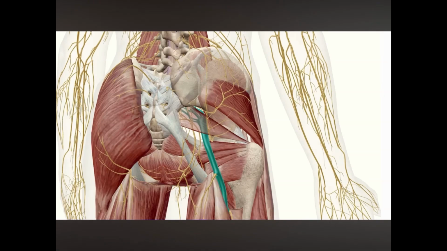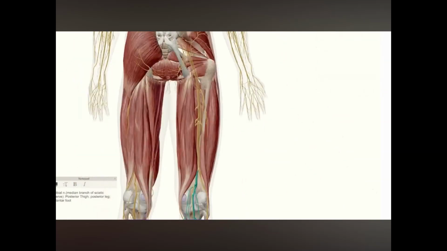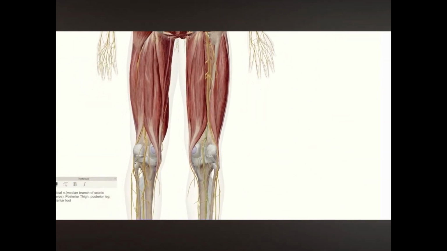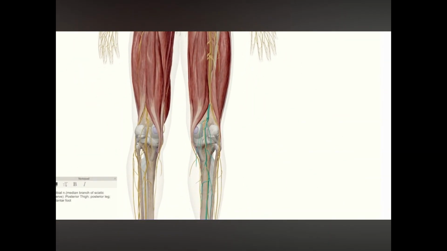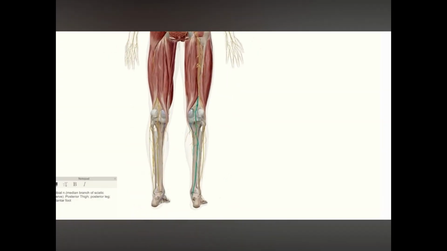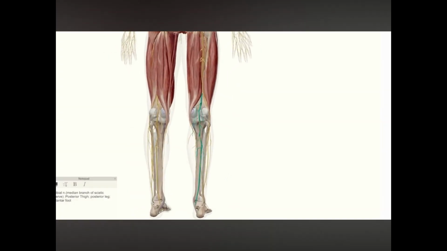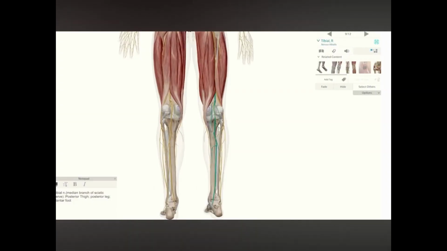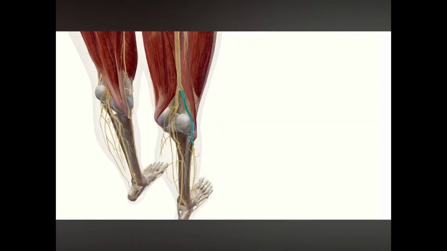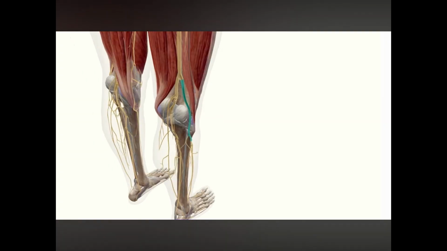The sciatic nerve takes the spotlight, piercing through the greater sciatic notch and branching into two distinct paths. We have the medial branch, known as the tibial nerve. This is going to run down the posterior thigh, posterior leg, and the plantar aspect of the foot. On the lateral front, the lateral branch, or the common fibular nerve. These are the two branches of the sciatic nerve.